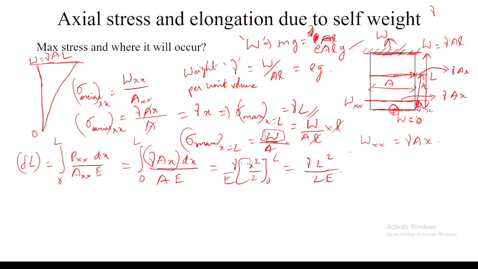So in terms of W, what should I do? I should write it as W by AL into L square divided by 2E, which turns out to be WL by 2AE. So this is the axial deflection due to self weight. Is this clear? Yes, sir.